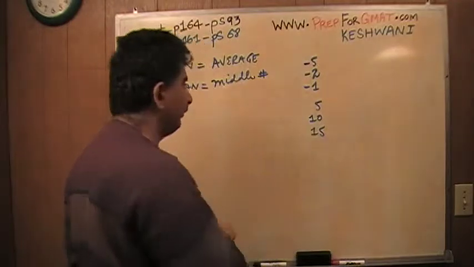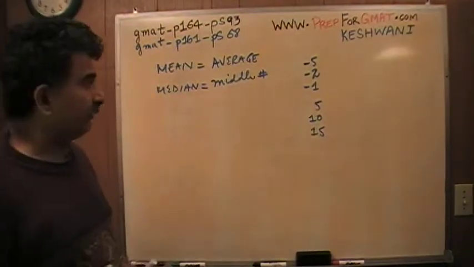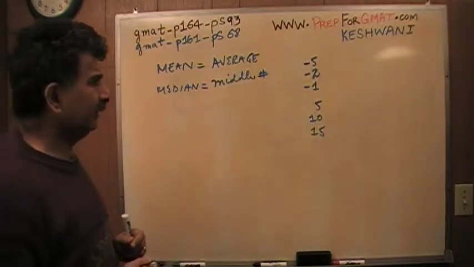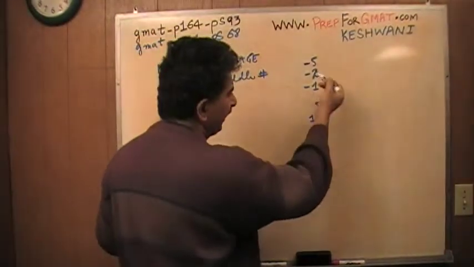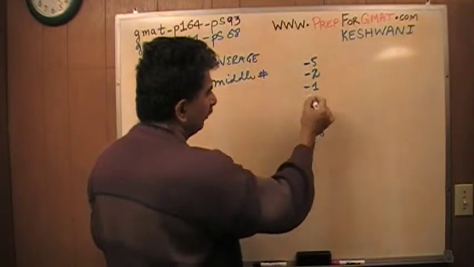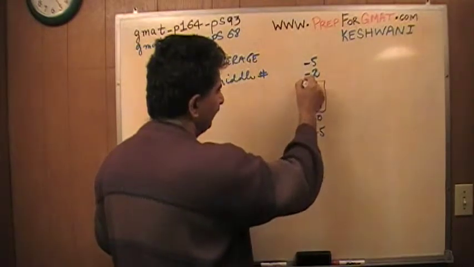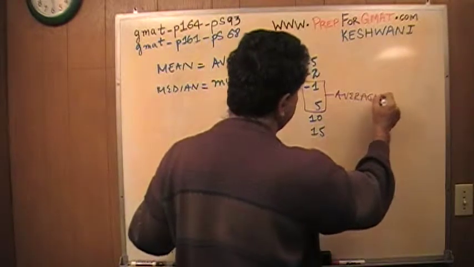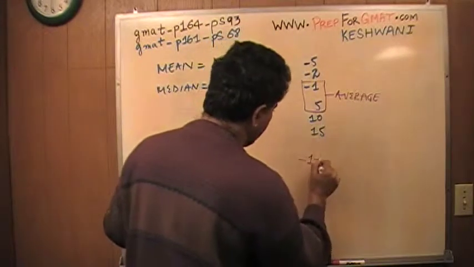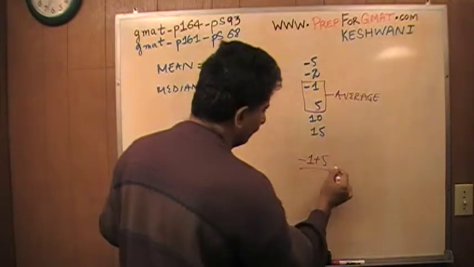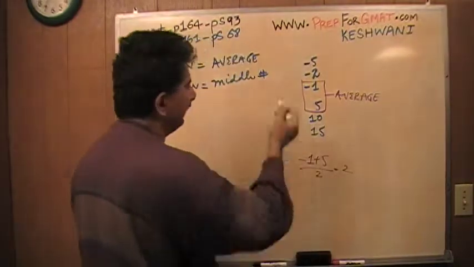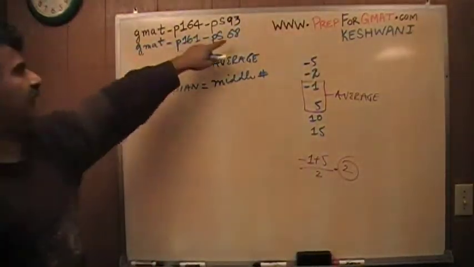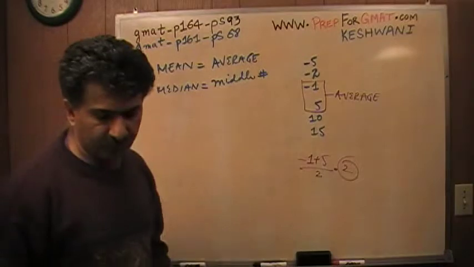Here we have an even number of numbers. For example, here there are only 6. Which one is the median? Well, technically the median would have been the middle number had we had 7 numbers. We don't. So what you do is take these 2 numbers and find the average of these 2 numbers. The average of -1 and 5 is 4 over 2, which is just 2. So the median in this case is 2. The answer to problem number 68 is 2.